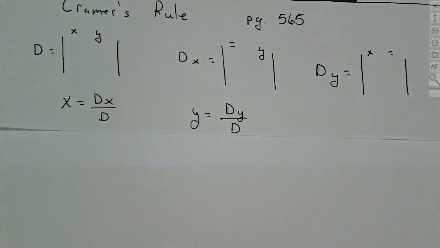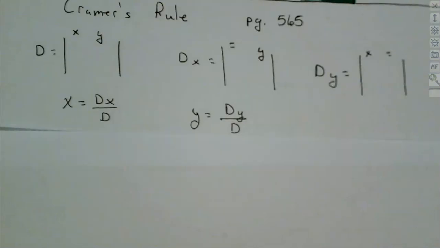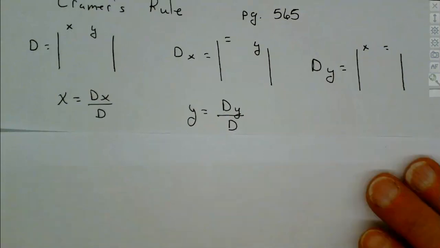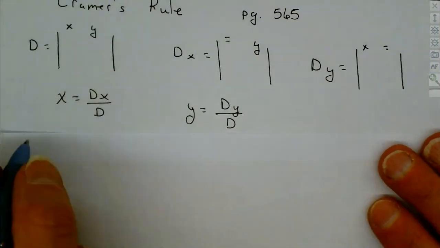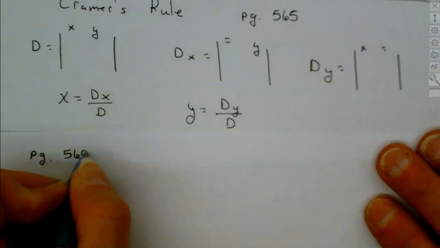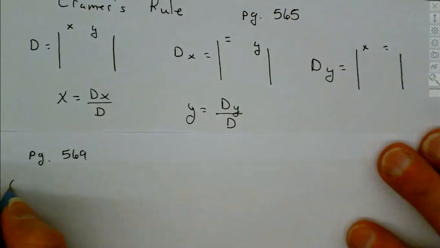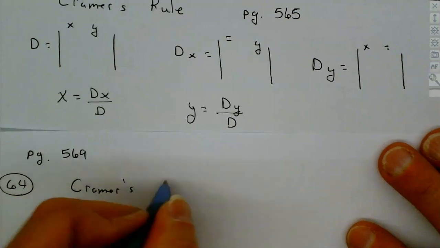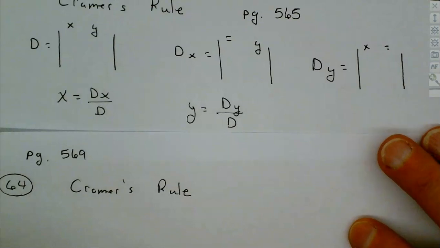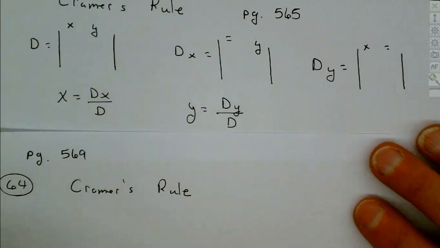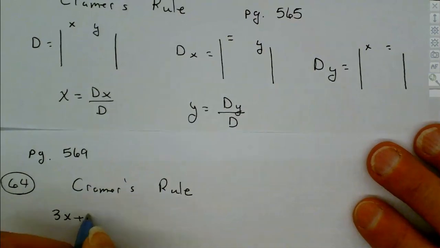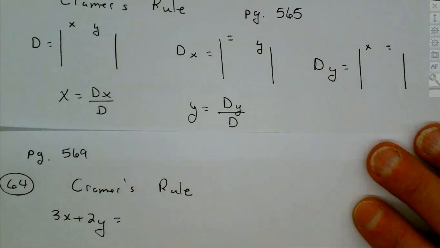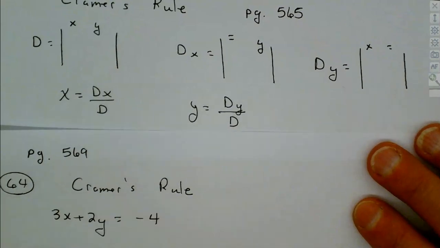And I'm going to pick one from our textbook to look at. We'll start off with a pretty easy one, 64, on page 569. Question 64. And we're going to solve this with Cramer's rule. Okay, so this is question 64, and we've got 3x plus 2y equals negative 4, and we've got 2x minus y equals negative 5.